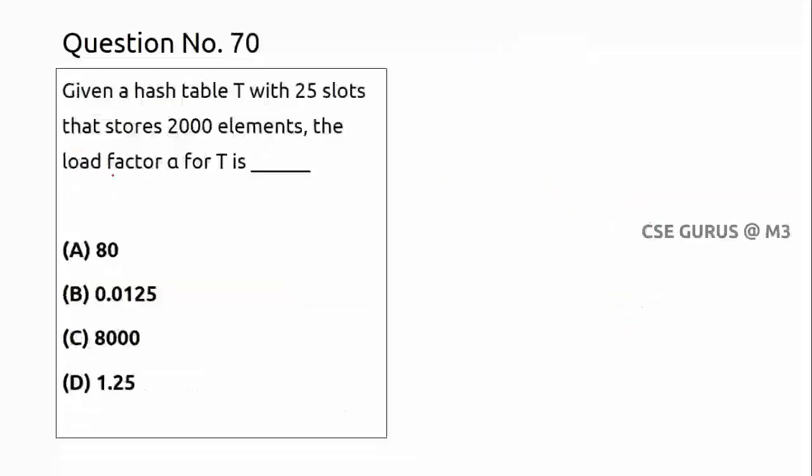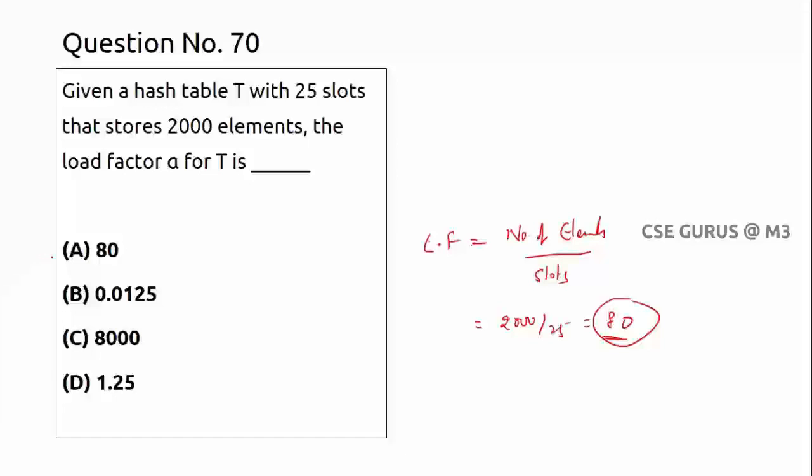Now a question based on hash tables. A table T with 25 slots stores 2000 elements. What is the load factor? It is simply a formula. The load factor equals the number of elements divided by the number of slots. So the answer is 80. Directly you can take the formula.